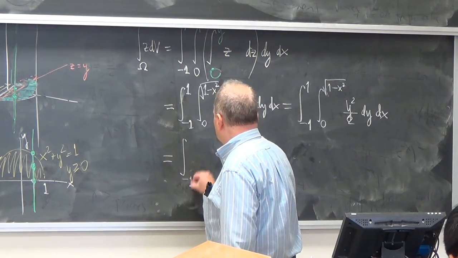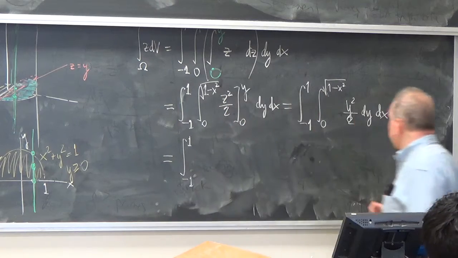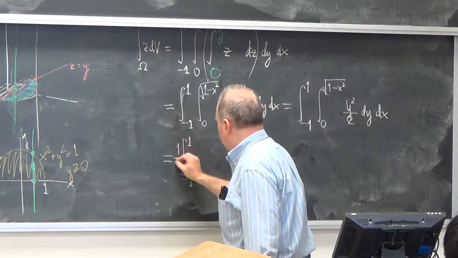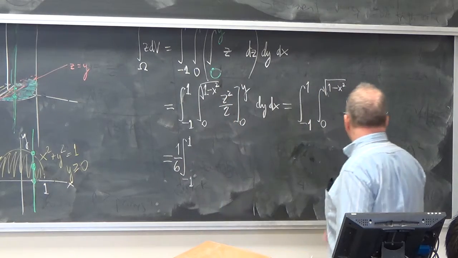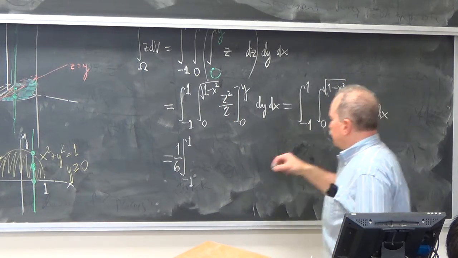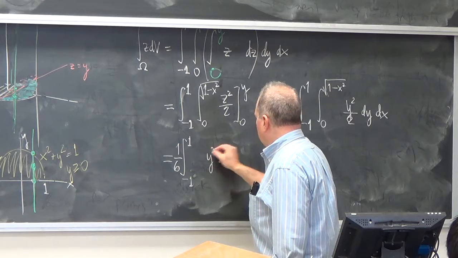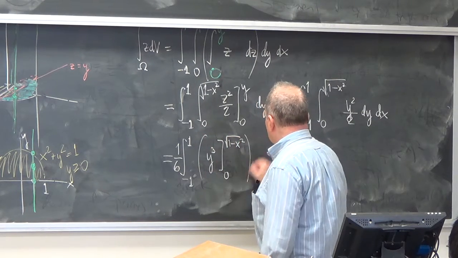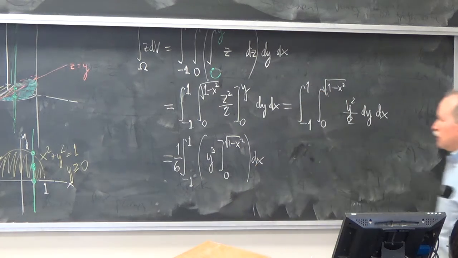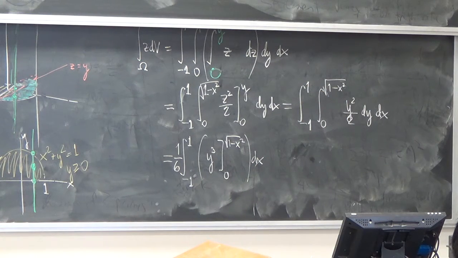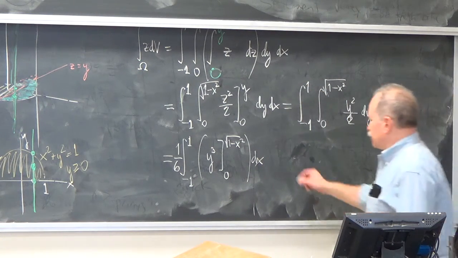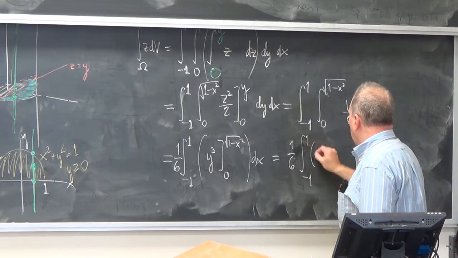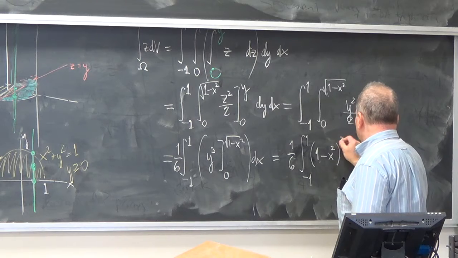That cubed over 6. This will be y cubed over 6, I'm going to pull the 1/6 out. And then when I do y cubed, I'm going to evaluate from 0 to square root of 1 minus x squared. So then it's just that cubed. So I'm going to have 1/6, the integral from -1 to 1 of 1 minus x squared to the 3/2.